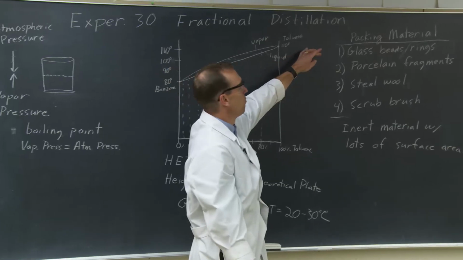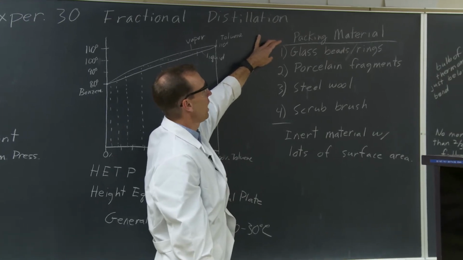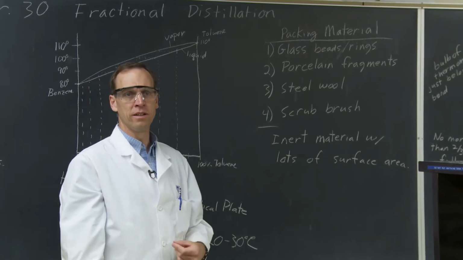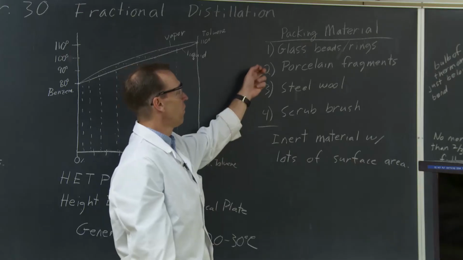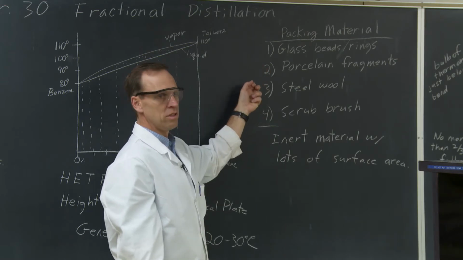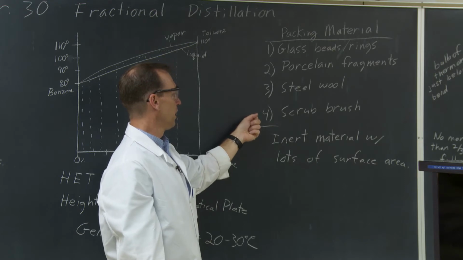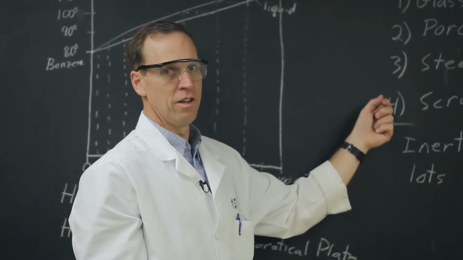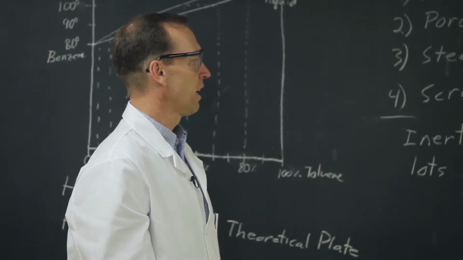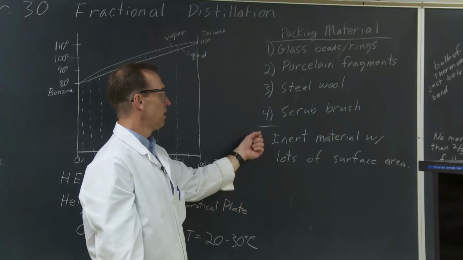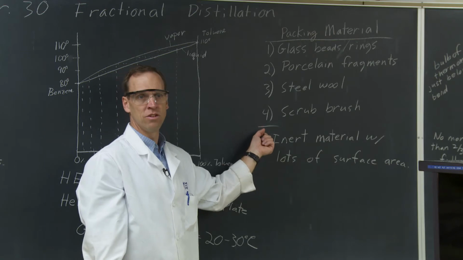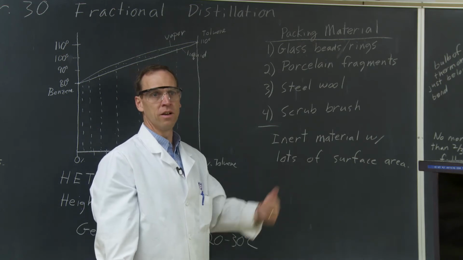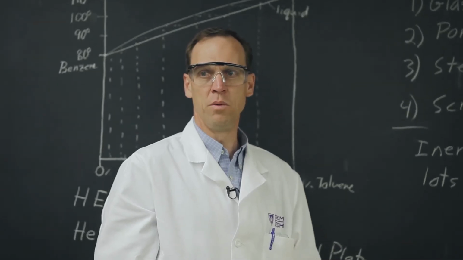Now, some different packing materials that might be used in the fractionating column. Commonly, different types of glass are used, either beads or ringlets or small tubes. Porcelain fragments can also work. Today we're going to use steel wool. There was also a recent publication in the Journal of Chemical Education where a scrub brush was packed down inside the fractionating tower. Essentially, you just need some kind of material that's inert to the solutions being boiled and that has a lot of surface area to allow condensation and then the solution to be redistilled.